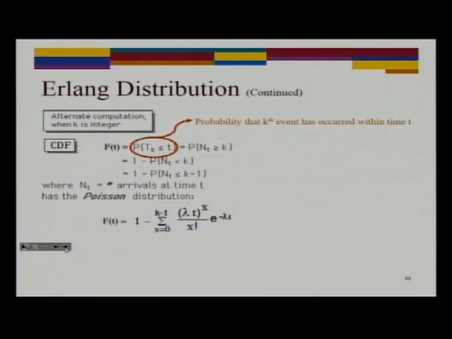And actually, the cumulative distribution function of the Erlang distribution can be computed by using the Poisson distribution. This is a very useful feature, so you may want to keep that in mind. This screen shows how it could be done.